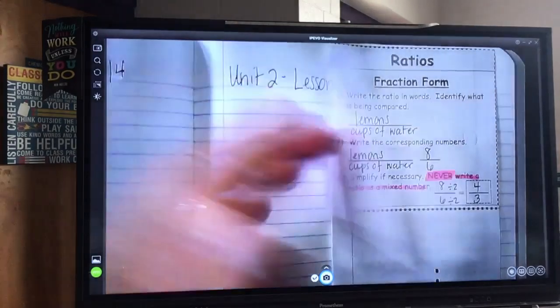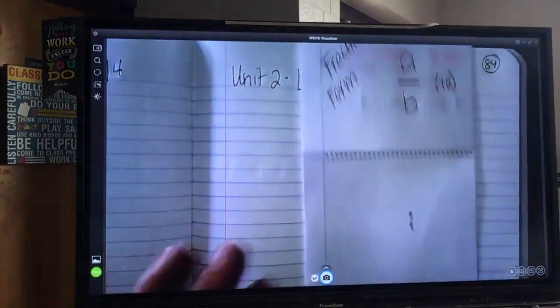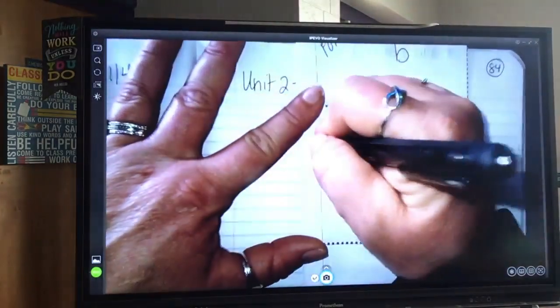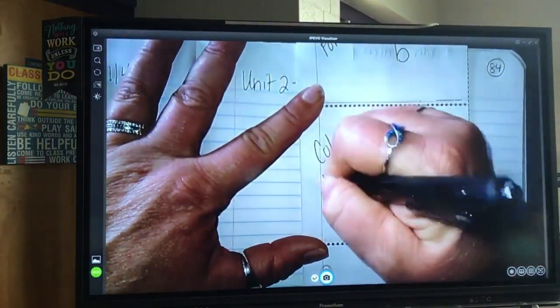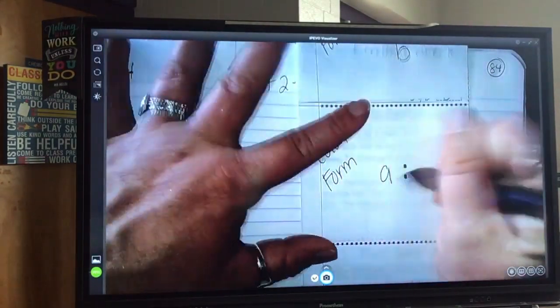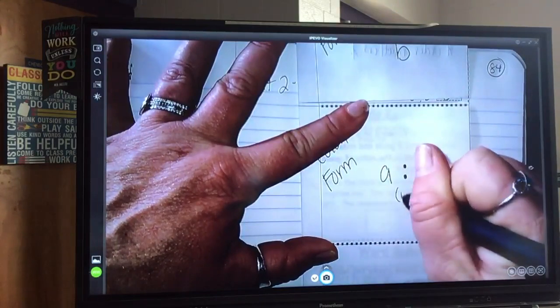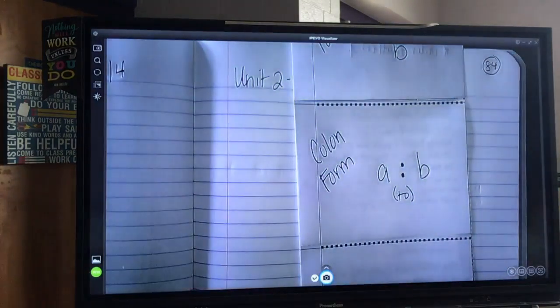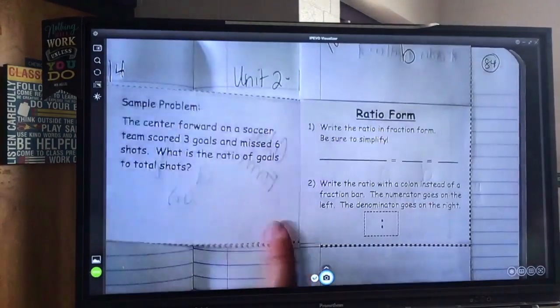Okay, close the top flap and let's look at the next one. This one is going to be the colon form. Using the same thing, it's A to B, and making sure that we understand that the colon means the word to. Go ahead and open that flap up.